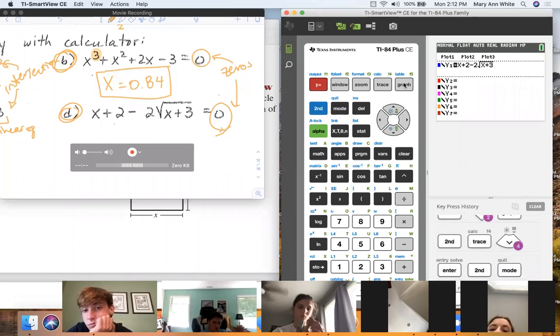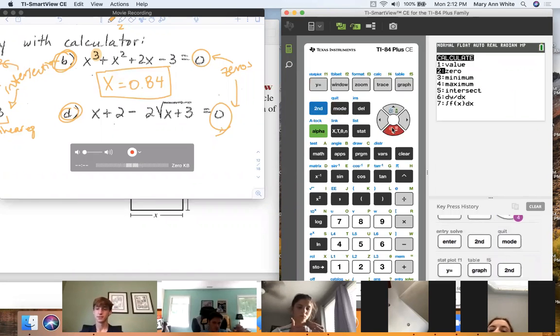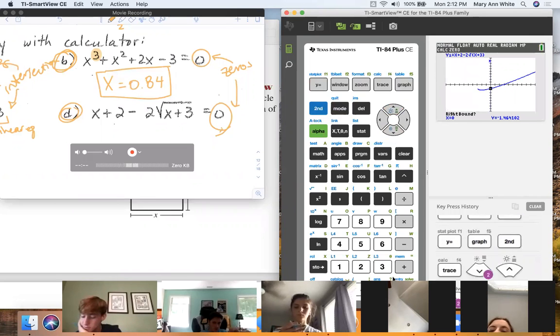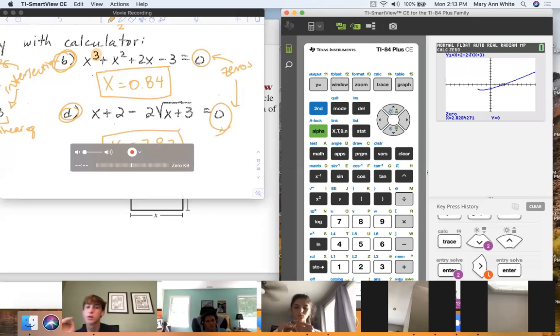Okay, I got my y equals. I don't want the intersection. I want the 0. I want to know where it crosses the x-axis. So I want 2, not 5. All right, left bound, yes. Right bound, yes. 0, yes. Okay, so my 0 here is 2.82. Seems fine. There's no other points. That's all good. Any questions so far?